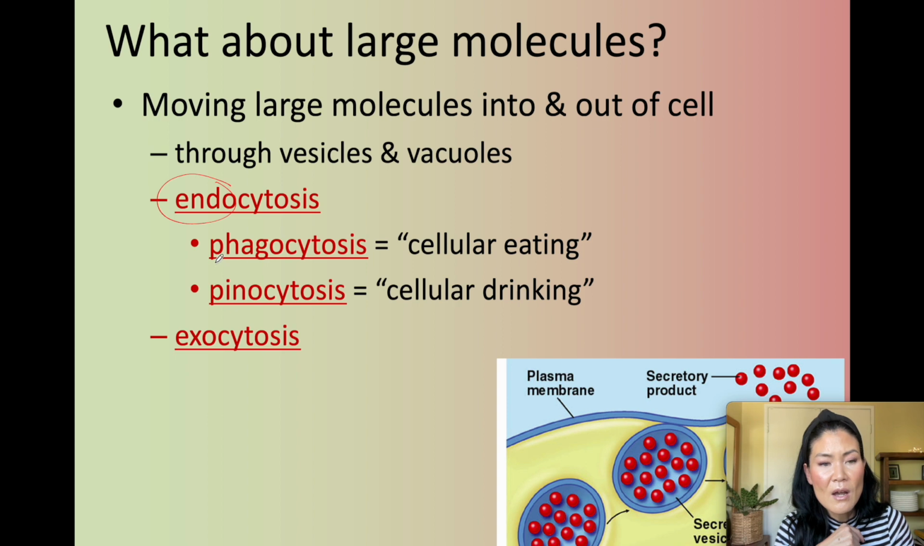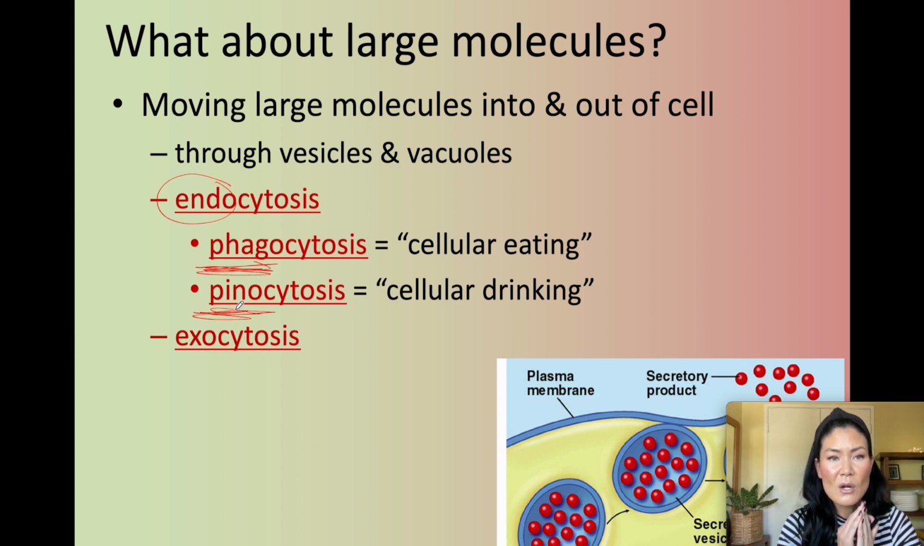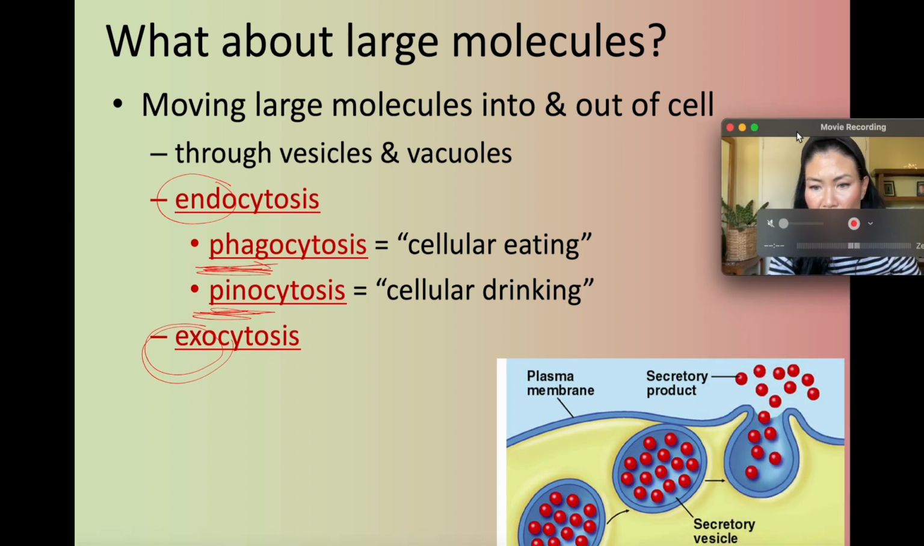So endo means in. Endocytosis is where cells bring in large substances. Phagocytosis is for solid particles. Pinocytosis is like cell drinking, where there are a lot of solutes dissolved in a solvent that have to come in. Exocytosis is where the cell is secreting something that's made inside the cell. Like in this picture, and let me just, I think you're going to have to move me here.